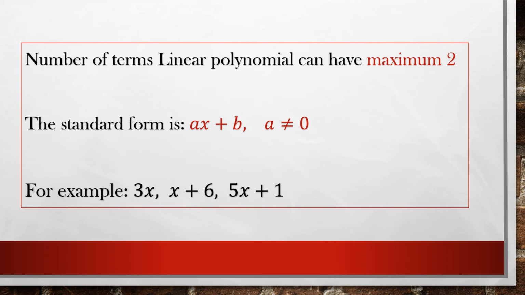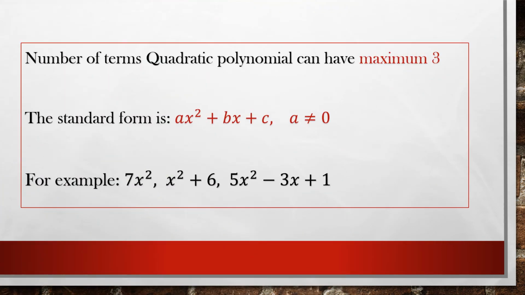Now number of terms linear polynomial can have maximum 2, and the standard form is ax plus b. A is not equal to 0. For example 3x, see यहाँ पर this is only one term, it's a linear polynomial because degree is 1. Can be 2 terms. So can be 1 term, can be 2 terms. So that is why it can have maximum 2 terms. Right? Linear polynomial can have maximum 2 terms.